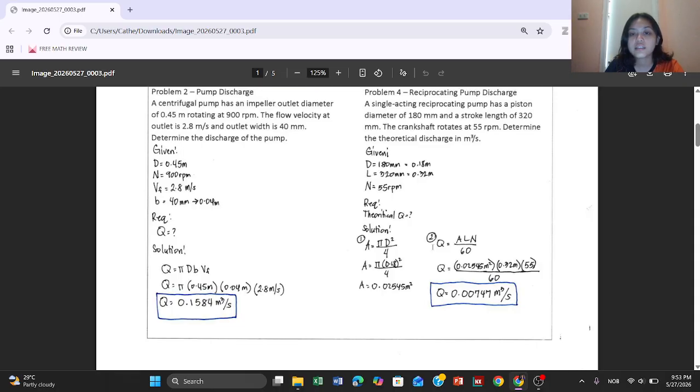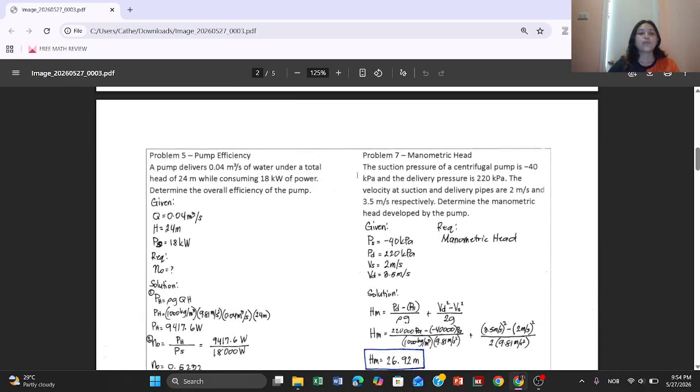Next, since we already have the value of area, let's plug it into the formula to get the theoretical discharge. Q is equal to area times the length times the speed over 60. So we can get a theoretical discharge of 0.00747 cubic meter per second.